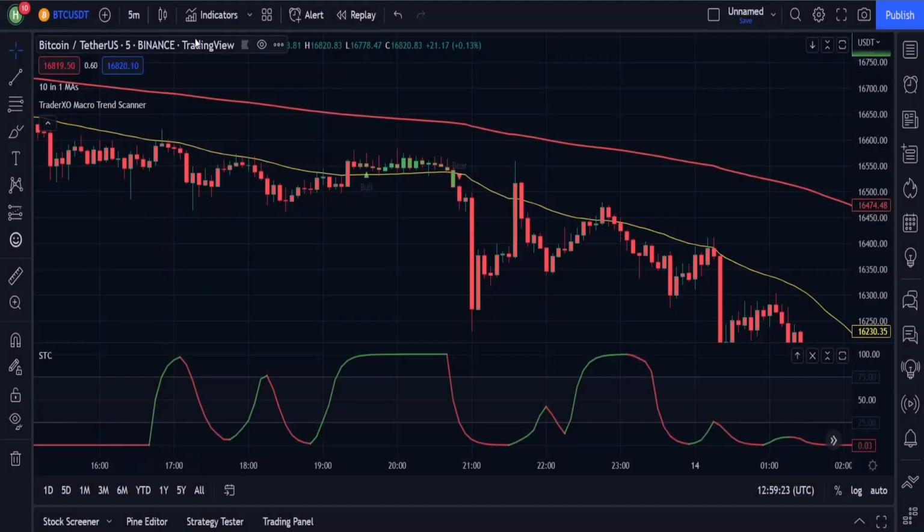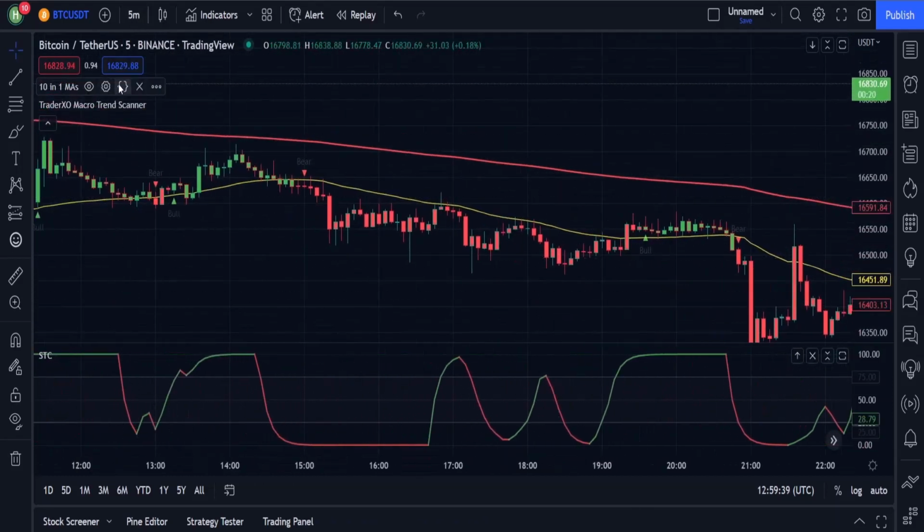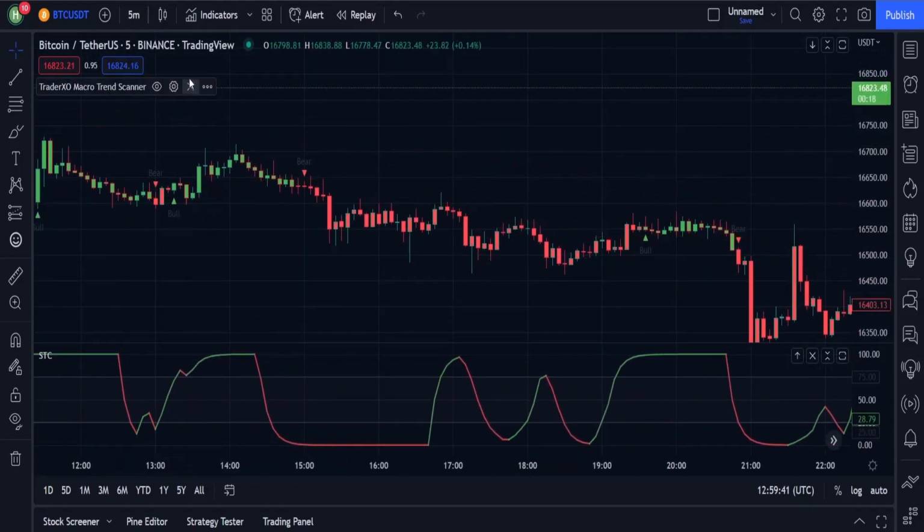So I'm in TradingView, and this is a Bitcoin chart on a 5-minute time frame. This strategy can also work on other time frames, but for this example, we're going to be using the 5-minute time frame, and this is what your chart is going to look like when we're done setting up our indicators. I'll quickly cross these out so that I can explain everything from the beginning.